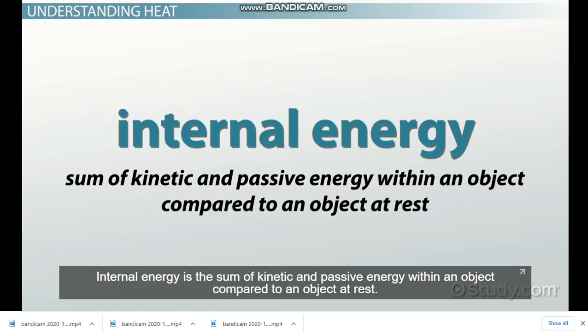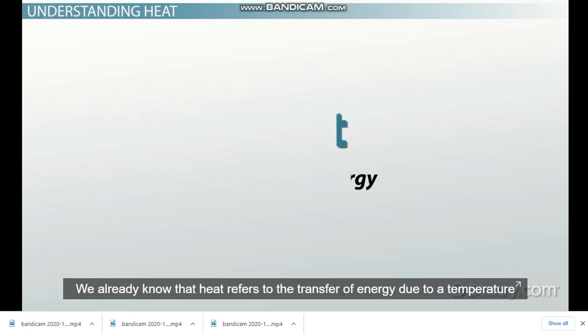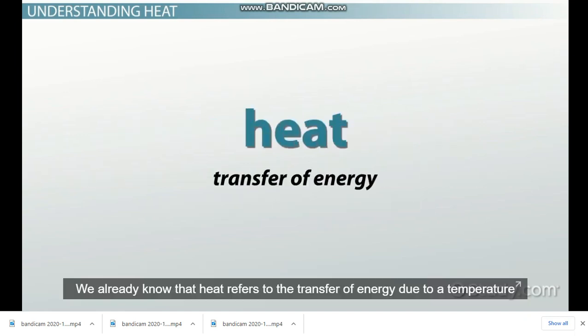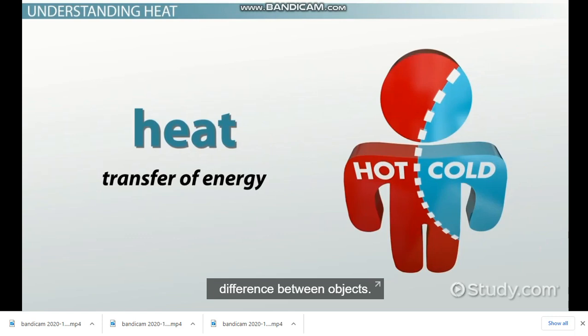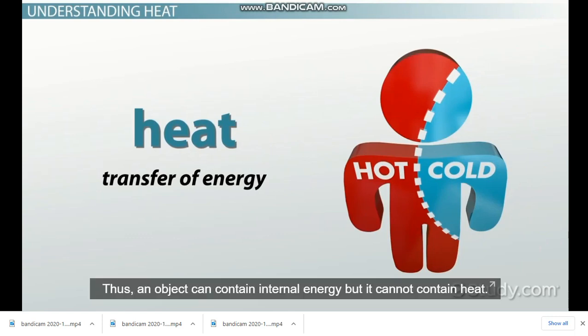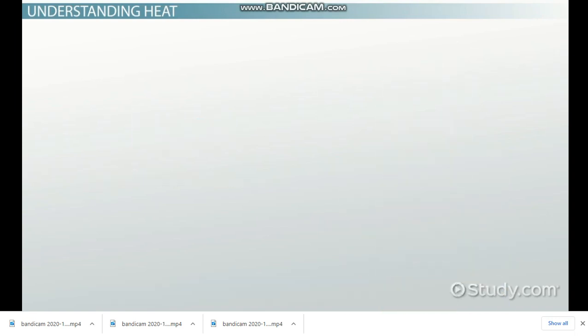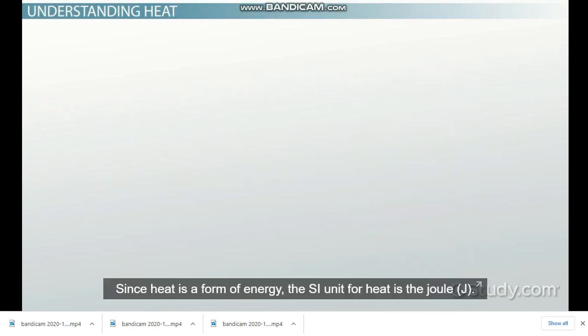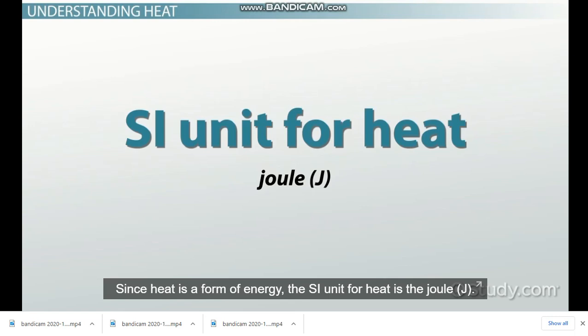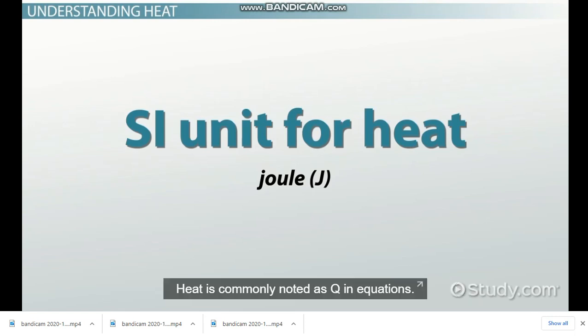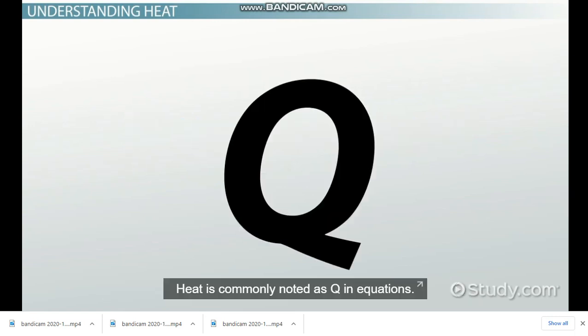Internal energy is the sum of kinetic and potential energy within an object compared to an object at rest. We already know that heat refers to the transfer of energy due to a temperature difference between objects. Thus, an object can contain internal energy, but it cannot contain heat. Since heat is a form of energy, the SI unit for heat is the joule, J. Heat is commonly noted as Q in equations.